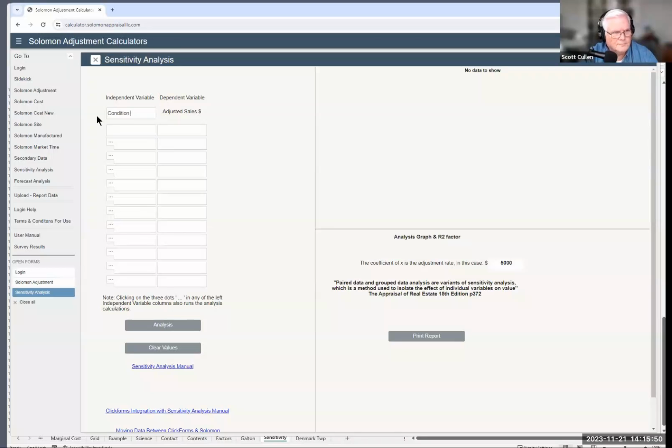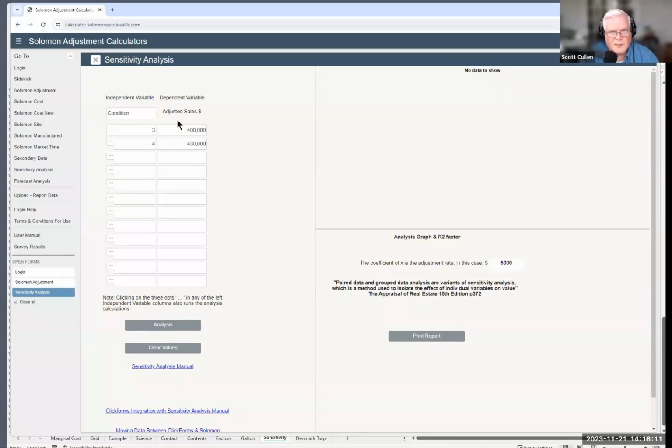So let's assume that we've got an average quality or average condition house, 400,000, and we've got a better condition house. It's a Q4 at 430.